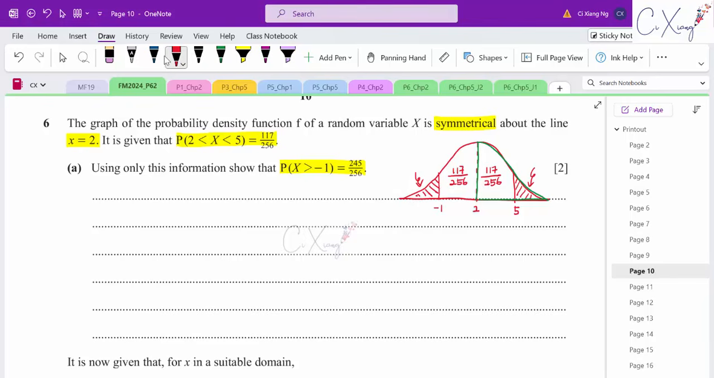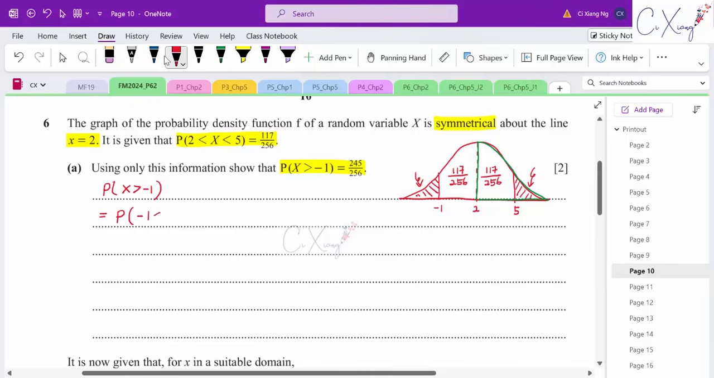Okay, so maybe this is what we can do for now. First, I draw this diagram just to visualize clearer how you are going to use all these values and get the answer. I want to get the probability of x greater than -1. If you have a look at the diagram, x greater than -1 means that I want to include the area for x between -1 until 5 and also x greater than 5.